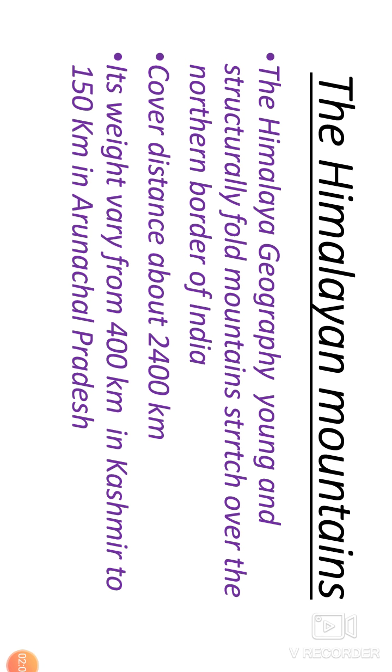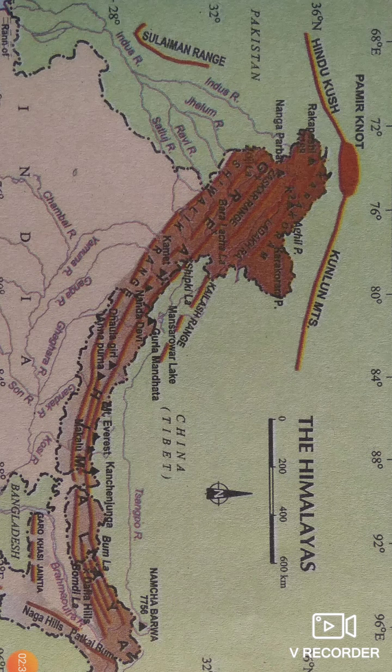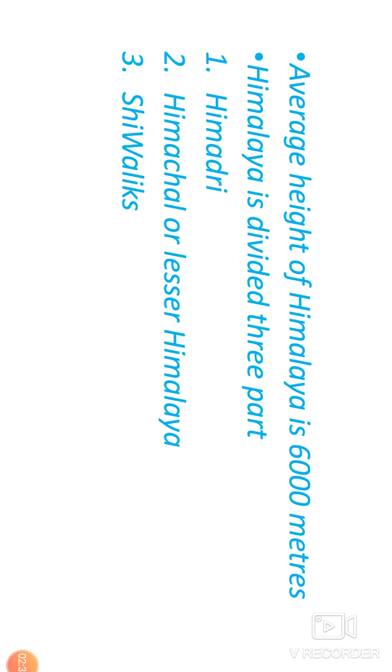Geologically, it's a young mountain, and structurally, it's a fold mountain which stretches over the northern border of India. It covers a distance of about 2,400 kilometers. And one more thing, its width varies from 400 kilometers in Kashmir to 150 kilometers in Arunachal Pradesh. Here in this picture, you can see the Himalayan mountain range.